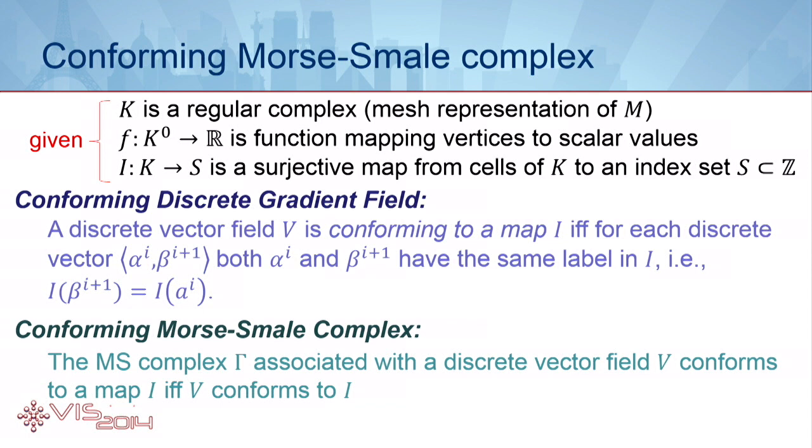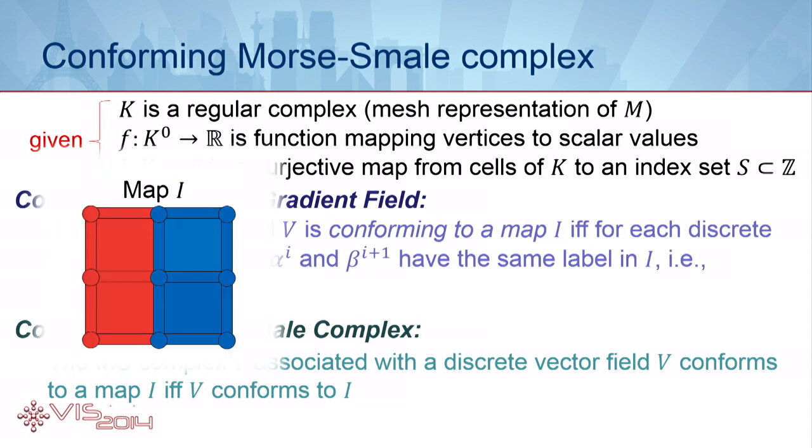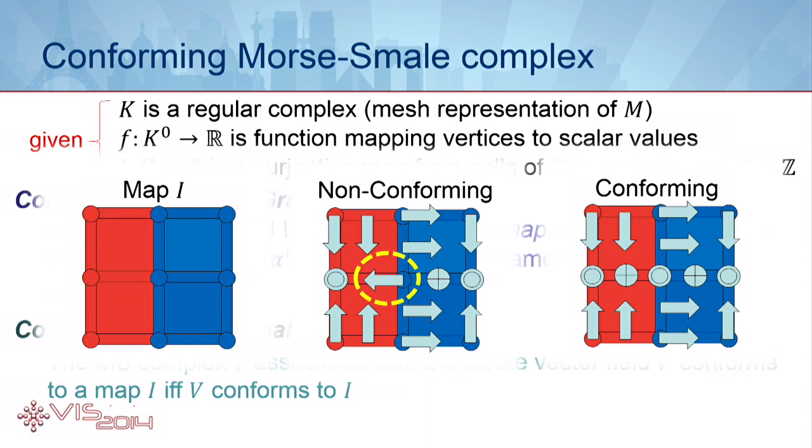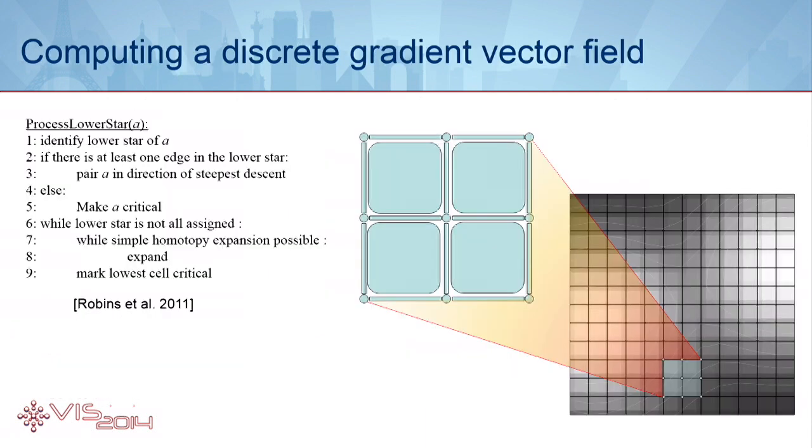So very simple. Let's look at this. Here's a little mesh that I colored with red and blue. These are two labels. Just to clarify, this is a non-conforming discrete gradient vector field because I have an arrow that crosses labels. And on the right here is one that is conforming. I ended up making these cells critical to make it conform. Okay, so how do we compute this?